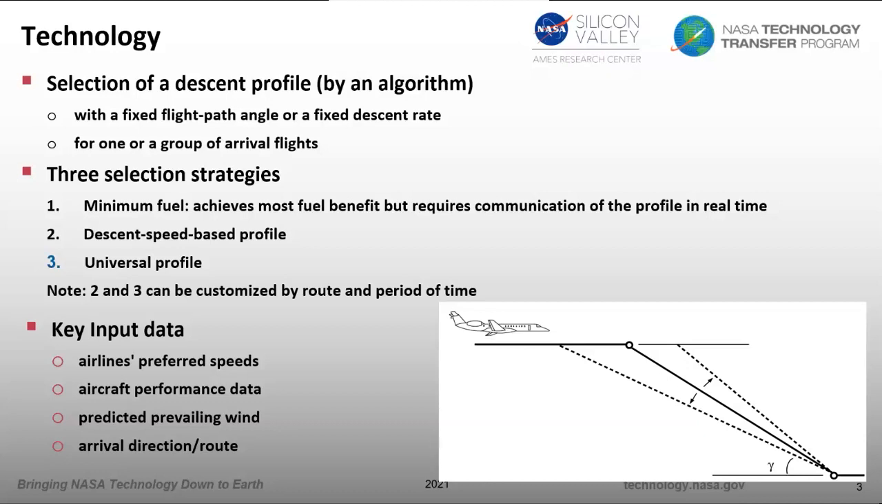So the key input data to this computation engine are the following. We take airlines' preferred speeds for each flight. We need the aircraft performance data, preferably the kinetic model, but a kinematic one may work as well. We take the performance data and the predicted prevailing wind that covers the arrival procedure. And certainly we need the procedure's information itself, in terms of arrival direction, or to be more specific, the route itself. And the computation engine will return a descent profile in the form of a fixed flight path angle or a fixed descent rate. Next.